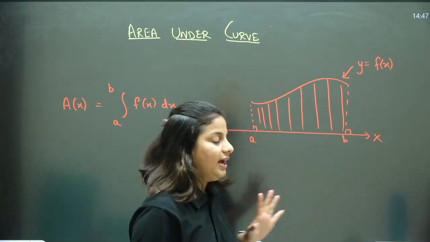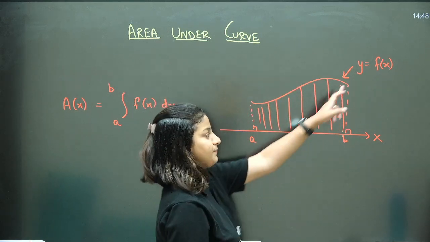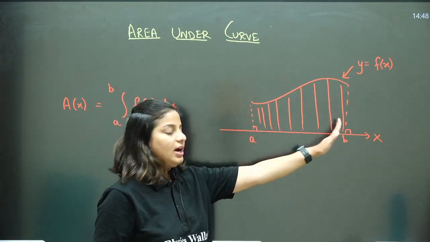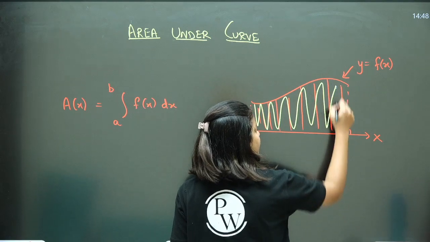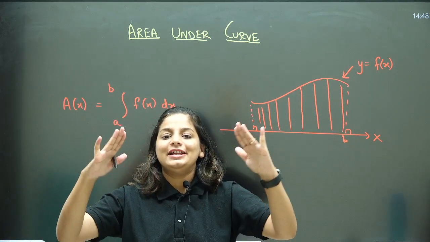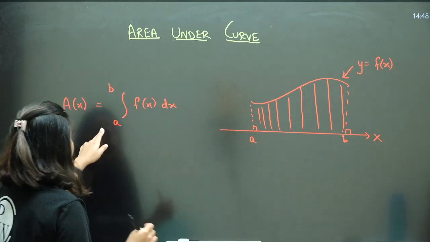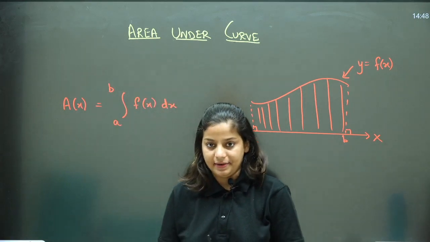Basically, what do we have to do? A curve is given like this, f of x. The limits will be given, a to b, and now we want to find area under this curve. The way to find area under the curve is simply integrate that function from a to b. When you integrate, you get the area.